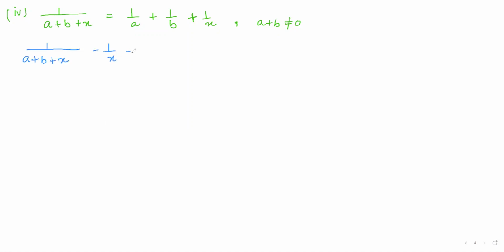And these questions are not tough, just simple calculations. You have to do it carefully, that's it. Right, now take LCM on both sides.